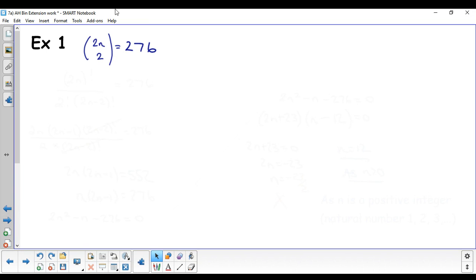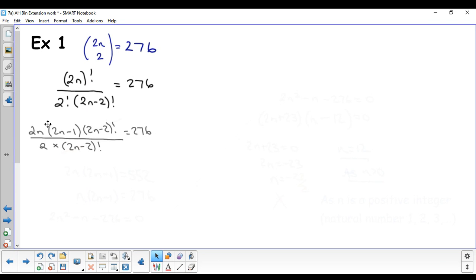Okay. So 2n, put a bracket around it. So it's 2n factorial over 2 factorial and the difference between them. You need to manipulate so they cancel. So I can call this 2n times 2n take 1 times 2n take 2 factorial. Then you can see that these cancel. I could reduce down the 2's here, but I'm going to cross multiply just in case anybody did so. And then open up. So you've got 4n squared minus 2n minus 552, or divide by 2 at that point.